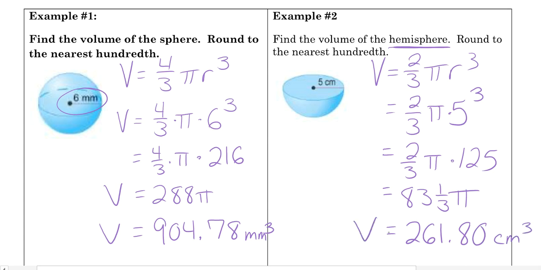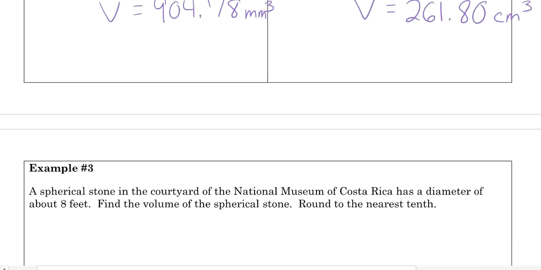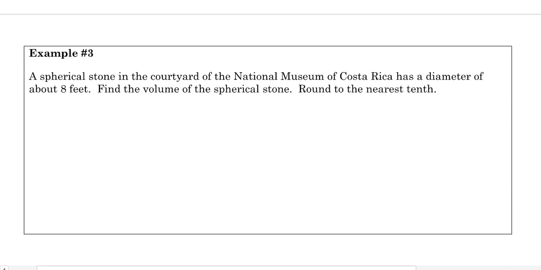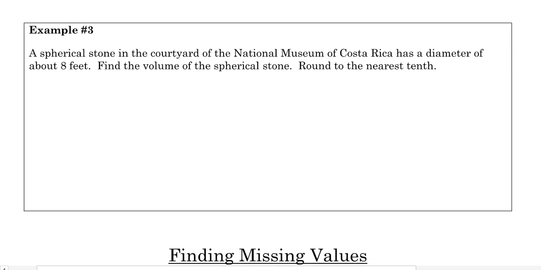So my volume is 261.80 centimeters cubed. In example 3, a spherical stone in the courtyard of a National Museum of Costa Rica has a diameter, be careful with the diameters, of about 8 feet. Find the volume of the spherical stone. Round your answer to the nearest tenth.